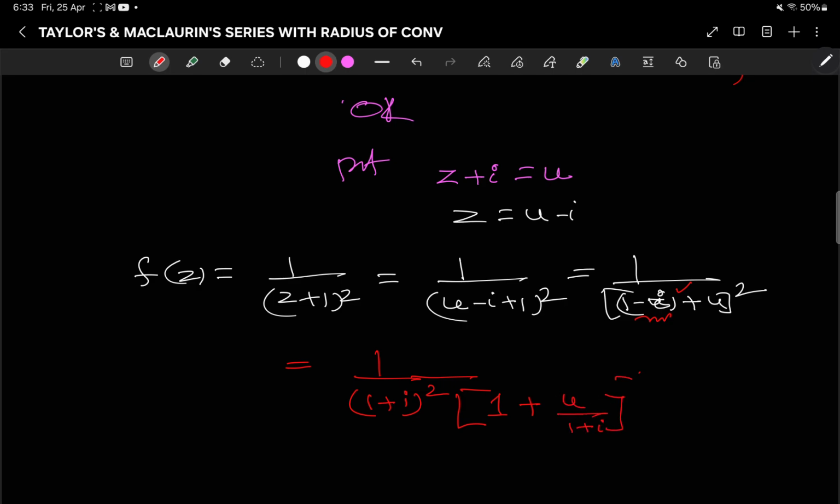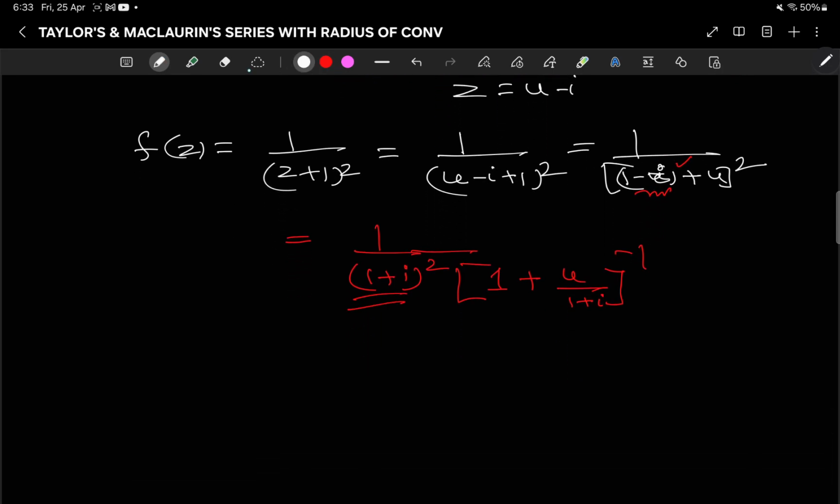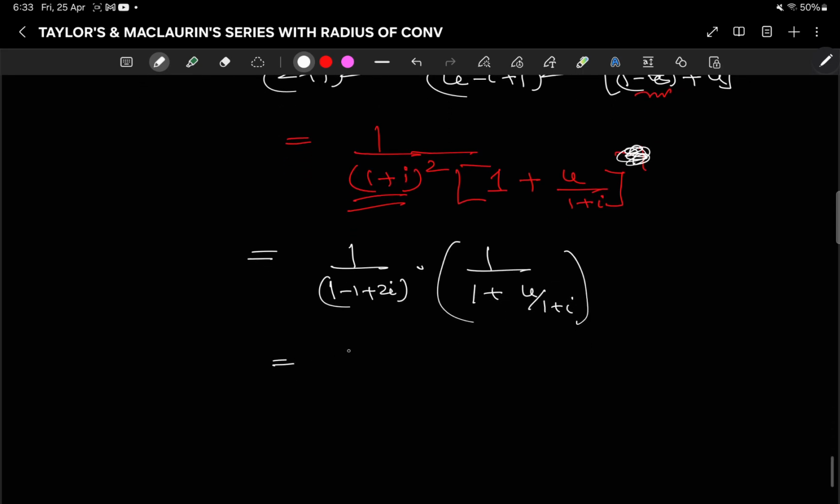So this is to the power minus 1. Now this becomes a constant, so it is in the denominator. So this is equal to 1 by (1 minus i) whole square, which is 1 minus 1 minus 2i plus 2i, right? Into 1 by 1 plus u by (1 minus i). So it is 1 by 1 plus x. So this is equal to 1 by 2i, 1 by 1 plus x, summation of minus 1 to the power n, x to the power n, with mod x, that is mod u by (1 minus i), less than 1.